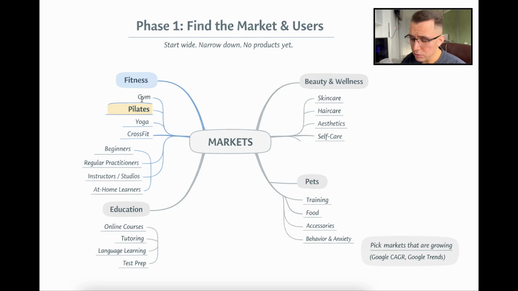There are also instructors, personal trainers, and maybe at-home learners, those who don't have time or don't have the motivation to go to the gym, so they prefer training at home. For this example, for this framework, let's stick to the Pilates niche or sub-niche of the fitness industry, and let's research what would be the potential product that we could offer to the users in this niche of fitness.